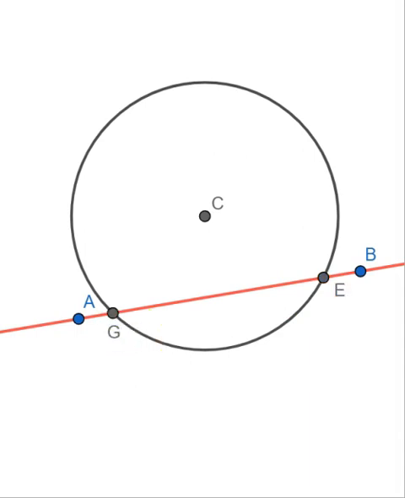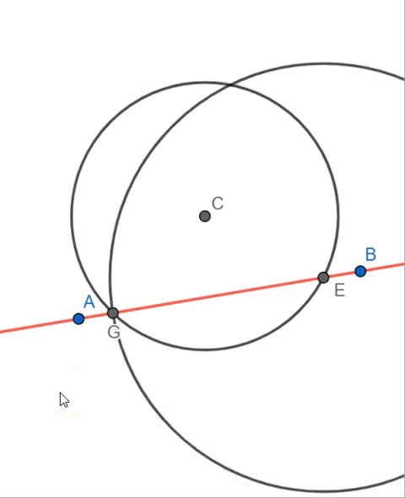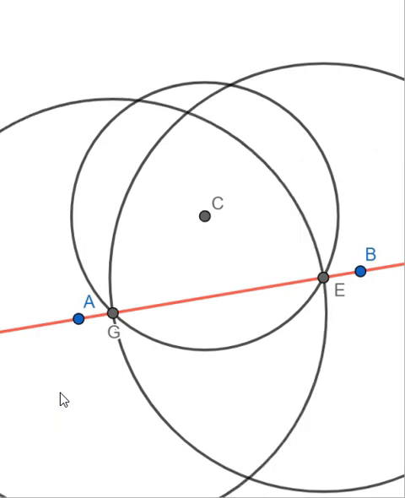Now let's draw a circle with center at E and radius as GE. Similarly, let's draw a circle with center at G and radius as GE. If you notice, this circle and this circle, they both intersect at these 2 points. So let's connect these two with a line.